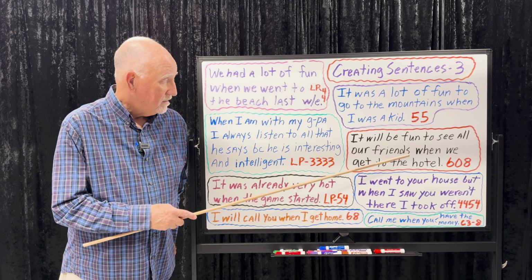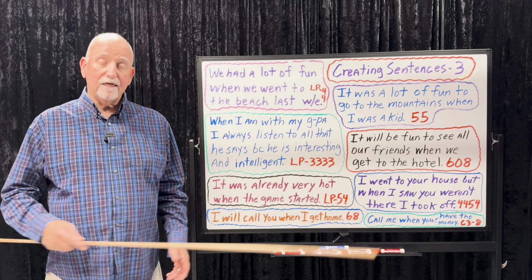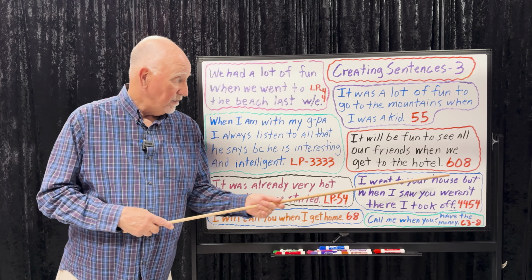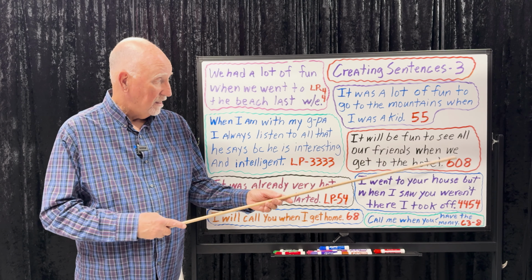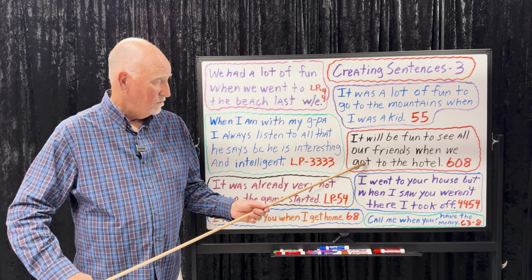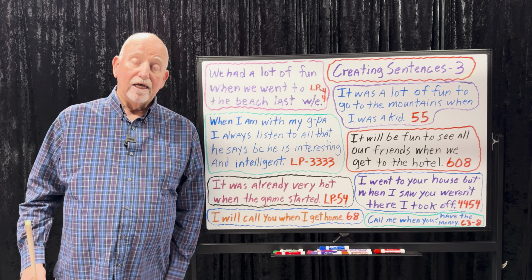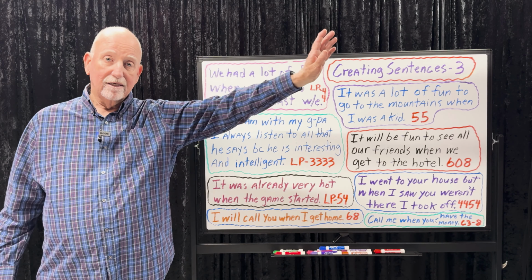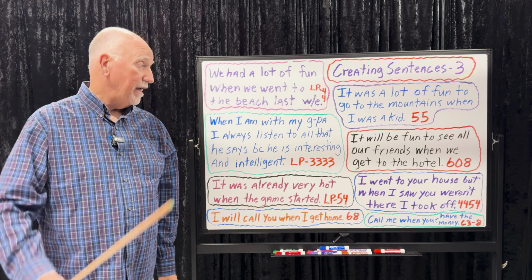It will be fun to see all our friends when we get to the hotel. Easy to say it in English, and we're going to practice, and these are going to become easy in Spanish. Here we go. We've got a future, will. We've got an infinitive to see, the 0, which I should have put here. And we have an 8 when we get to the hotel, because we're not at the hotel yet. It has not happened. If you say anything that hasn't happened after cuando, I don't care what it is, it's got to be opposite vowel, present subjunctive, verb number 8.